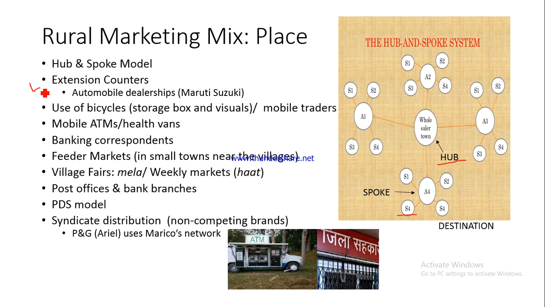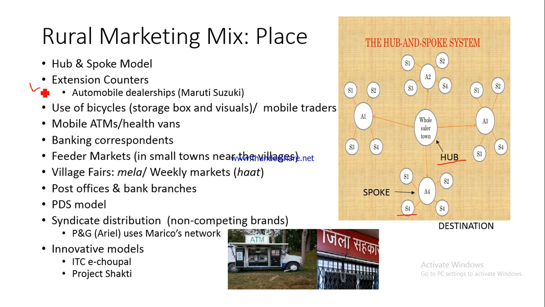So this way, on one hand, Procter and Gamble didn't have to invest in their own trucks, buying their own trucks or maintaining their own trucks. On the other hand, Marico also benefited because they were paid some commission by Procter and Gamble. So this is one option that you can exercise in the rural markets. But naturally, you would not want to be collaborating with your direct competitors.